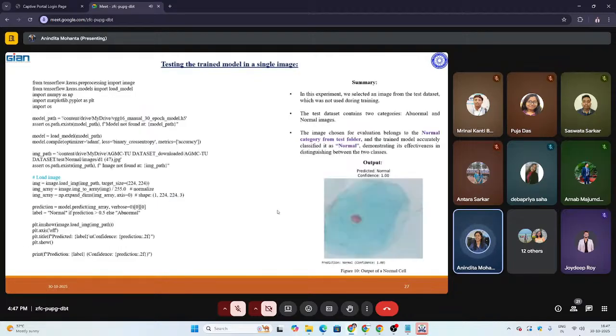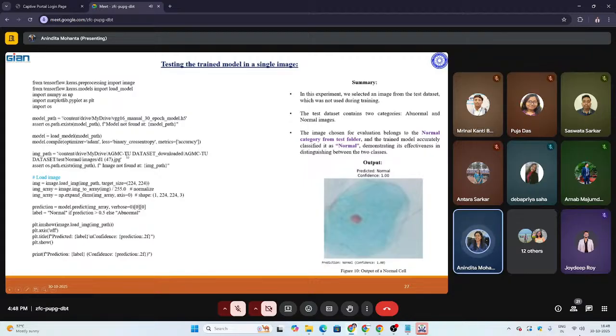Proceeding towards my next slide, how to test the trained model on a single image. This is the code where I have taken an image. Here you can see the model path. I have given the path, and I have trained the model for 30 epochs. So it is the weights of the model path. That is, I have saved the model, so it is just the weights. And load model is just to load the model.